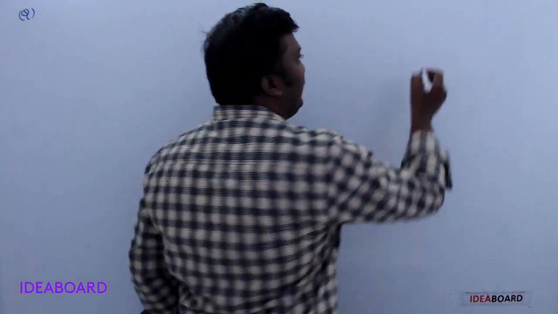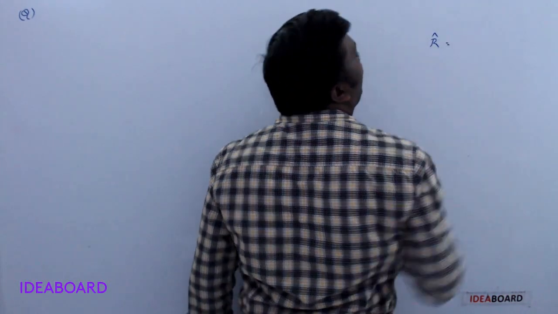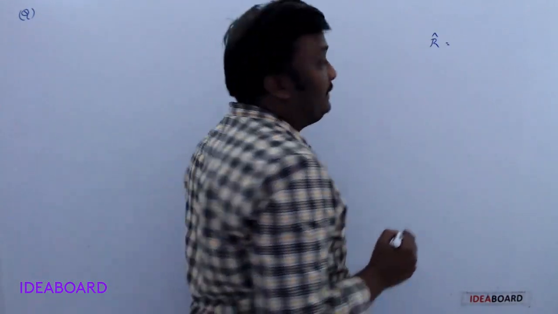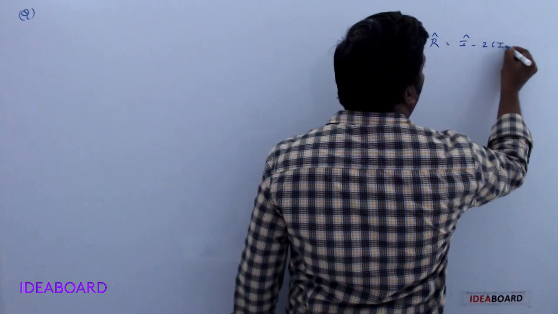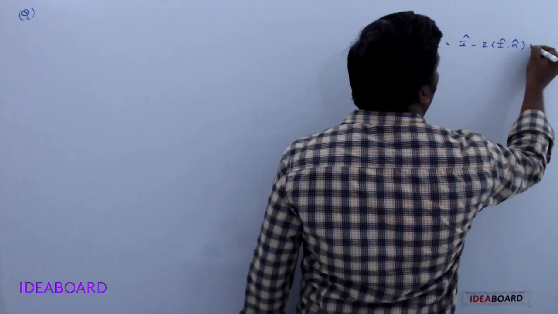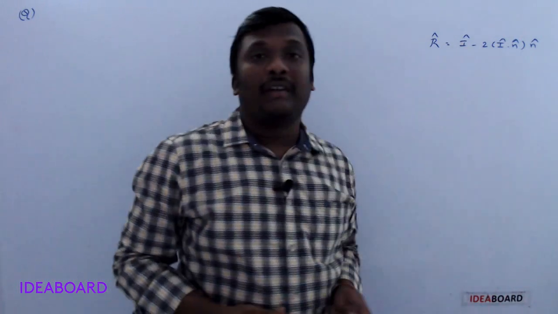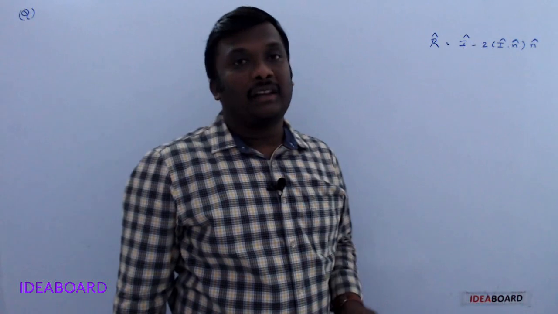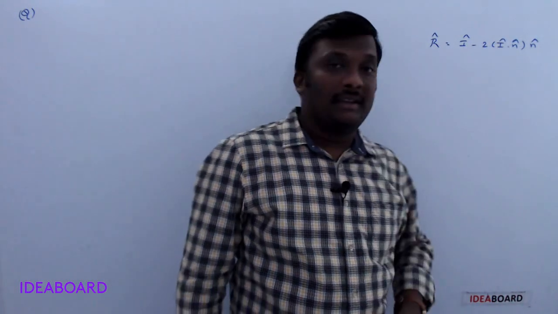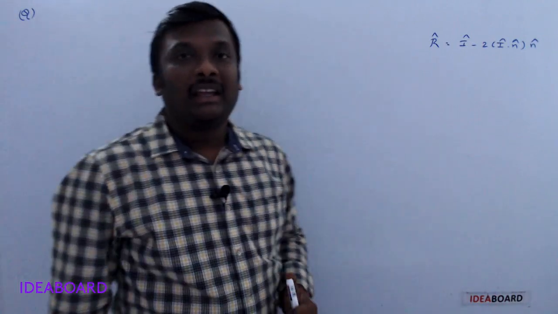For that, in the previous section we got one formula for r cap, that is r cap equals i cap minus 2 into i cap dot n cap into n cap. Here i cap is the unit vector along the incident ray, r cap is the unit vector along the reflected ray, n cap is the unit vector along the normal. Okay, let us see the first numerical.